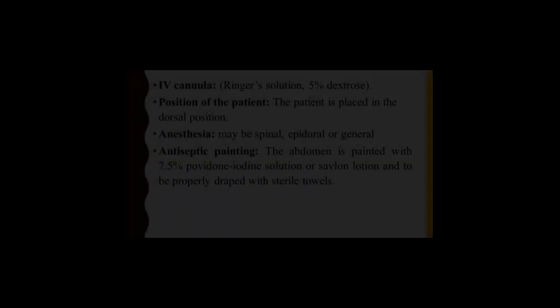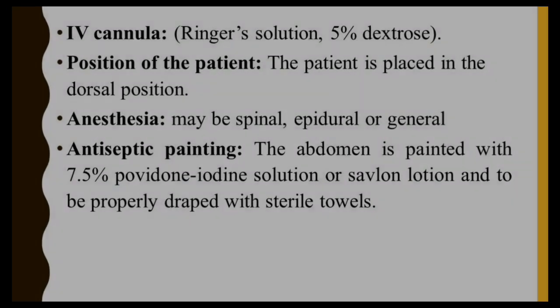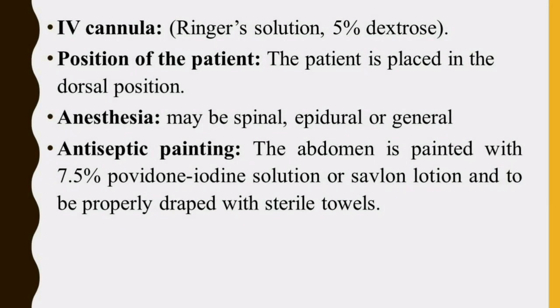First of all, IV cannulation, so as to give solutions like Ringer lactate solution and 5% dextrose. Next, position of the patient. The patient is placed in the dorsal recumbent position. Then you have to give anesthesia. The anesthesia which may be given could be spinal, epidural, or general.